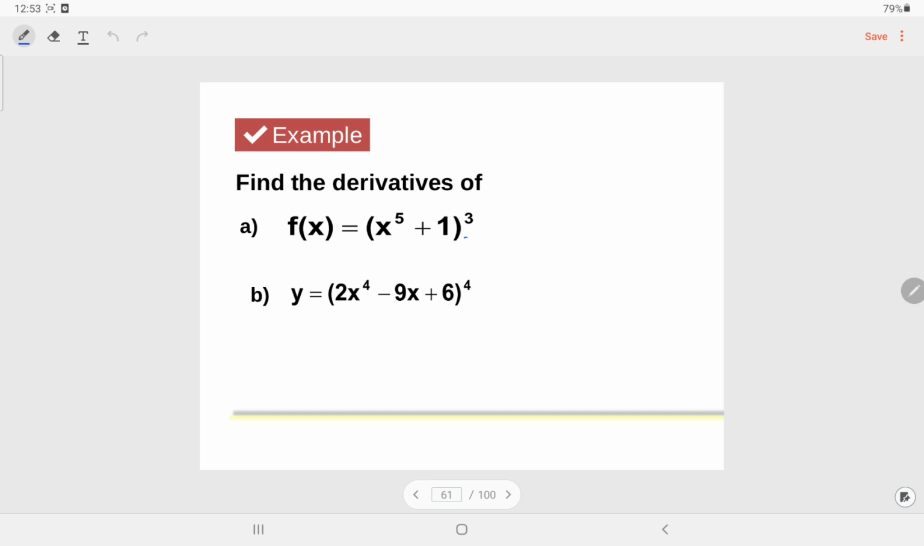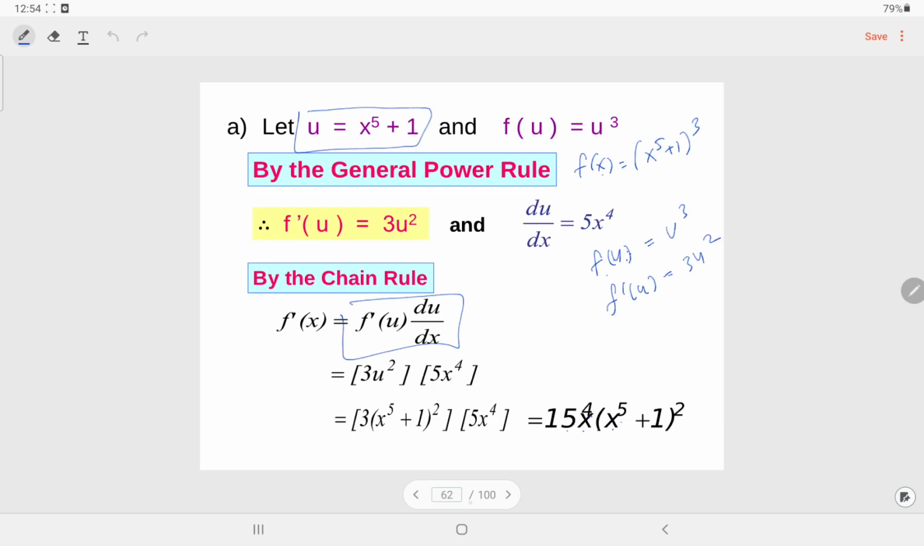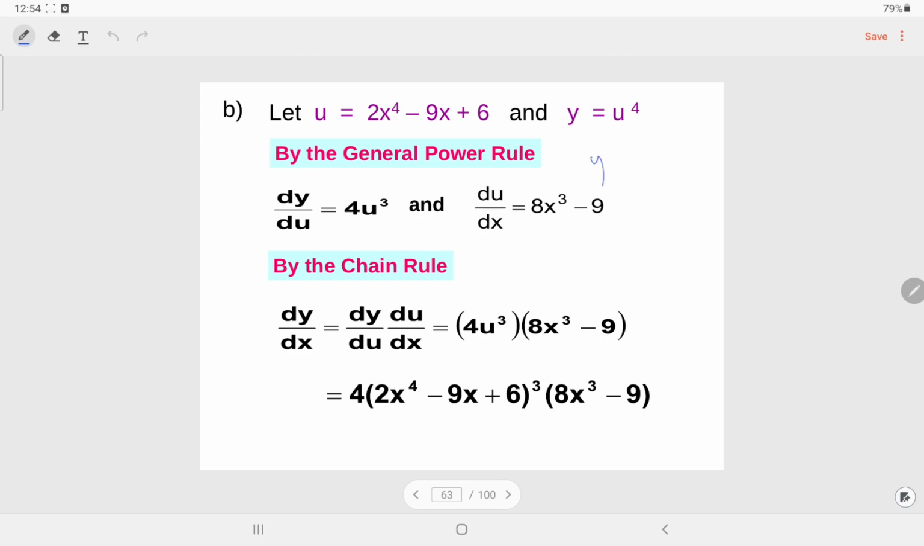Okay, B, y equal to (2x to the power of 4 minus 9x plus 6) to the power of 4. So we let u equal to this one, and then we get y equal to u to the power of 4. Okay, dy over du is 4u cubed, and then du over dx, the derivative of the function u with respect to x, we get 8x cubed minus 9. By using the chain rule, dy over du times du over dx, so we get this one.